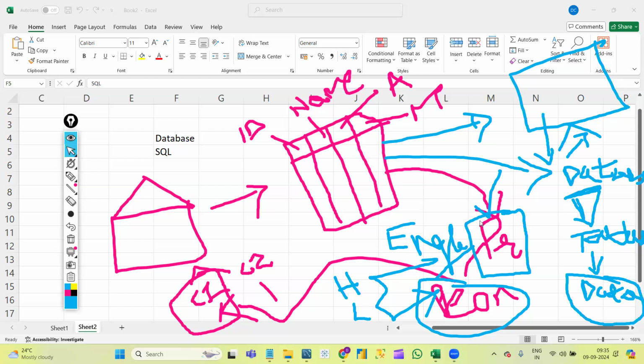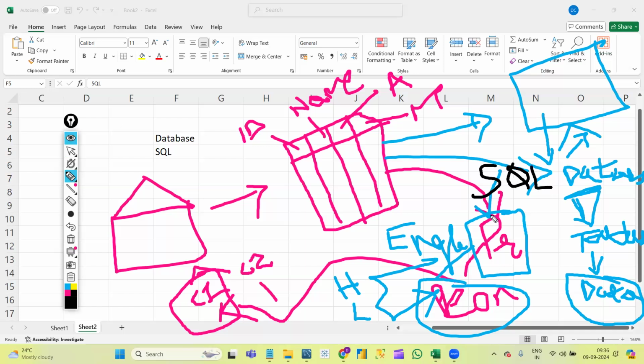In the same way, if this principal, or anyone, wants to analyze the data present inside the databases, we will use one language to communicate with the database, to make the database understand what our requirement is, or what we want. That language is called SQL. Okay. That language is called SQL.